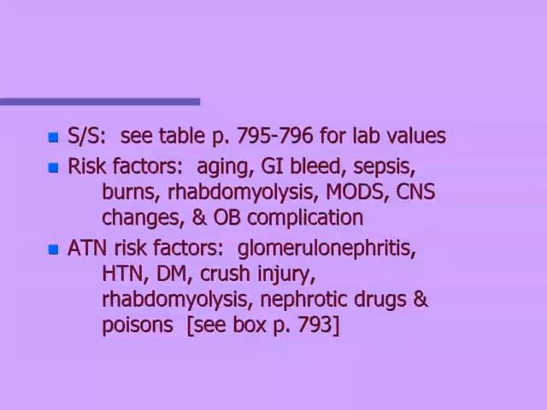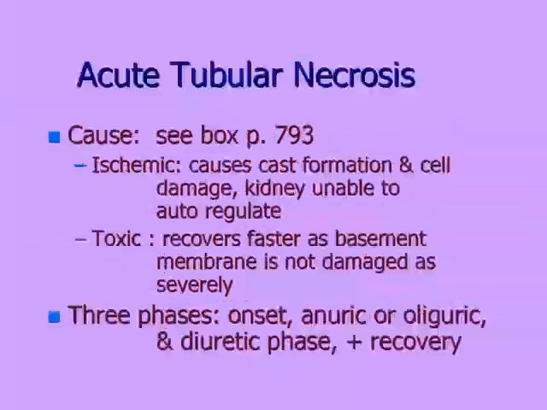Acute tubular necrosis risk factors are glomerulonephritis, hypertension, diabetes, crush injury, rhabdomyolysis, nephrotoxic drugs, and poisons. And there's a whole box on page 793 that they talk about. Since acute tubular necrosis is 90% of all types of acute intrarenal renal failure, there's a box on 793 that talks about the cause.